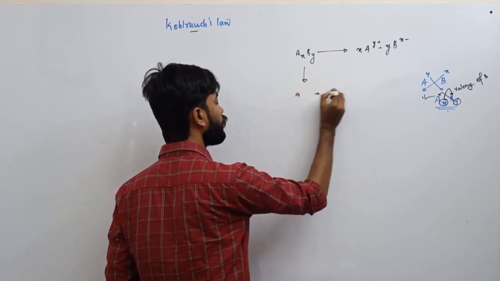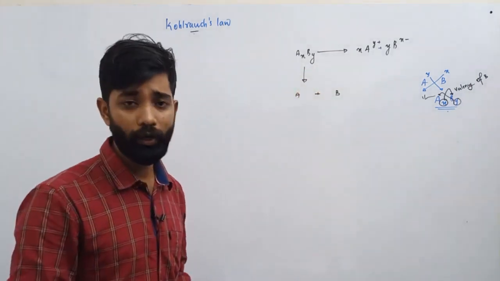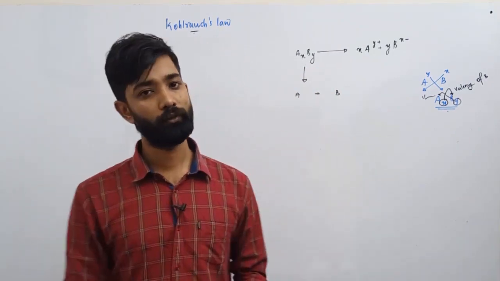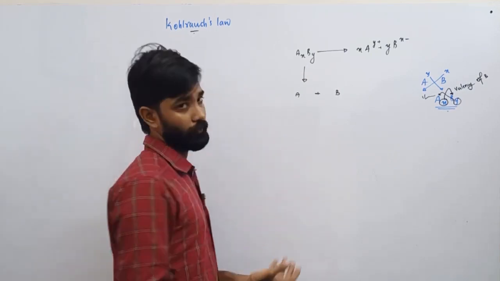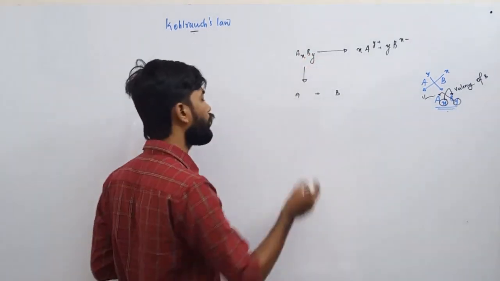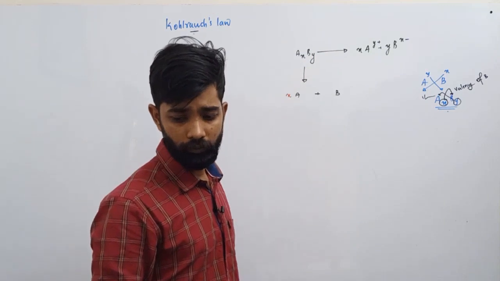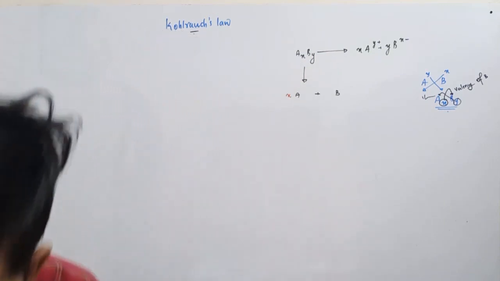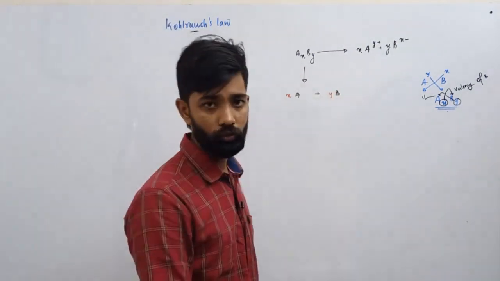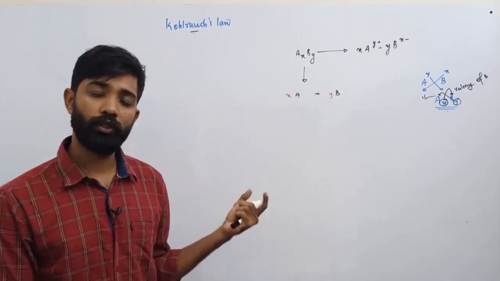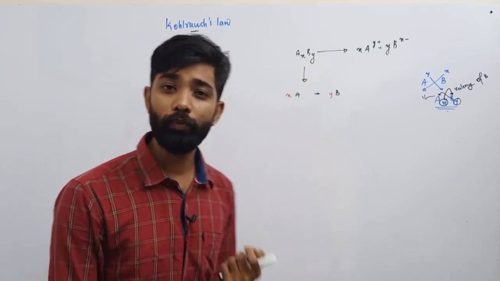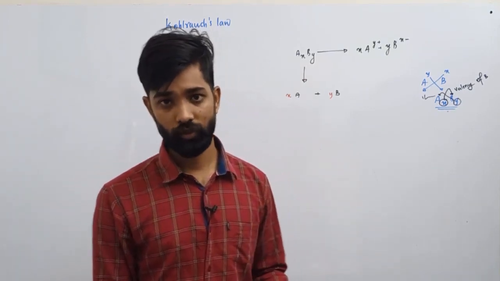AxBy may split into A and B, right? No doubt. If it undergoes dissociation, then there will be A and B. How much A? The molecule has xA and yB, so there will be xA, and how much B? There will be yB. No doubt. Then we want to show the charge of each substance on the top. What do you mean by the oxidation state? It is a charge or valency, right?